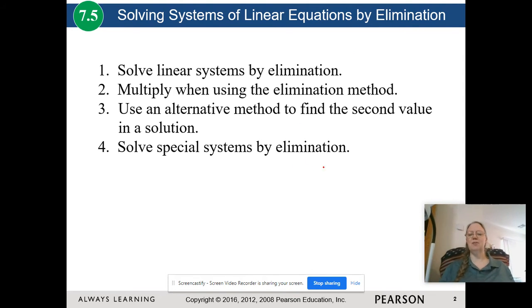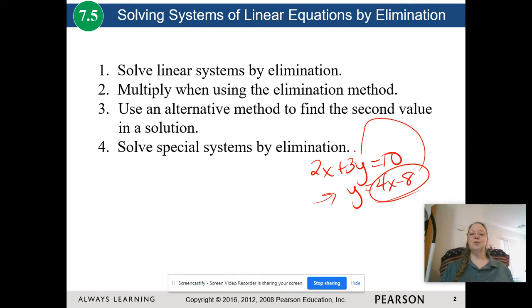So for example, if I had 2x plus 3y is equal to 10 and y is equal to 4x minus 8, notice I have one of my equations solved for one of my variables. So this is really set up for substitution. You don't have to use it. You can use the elimination method, but it's really kind of intended that you use substitution.